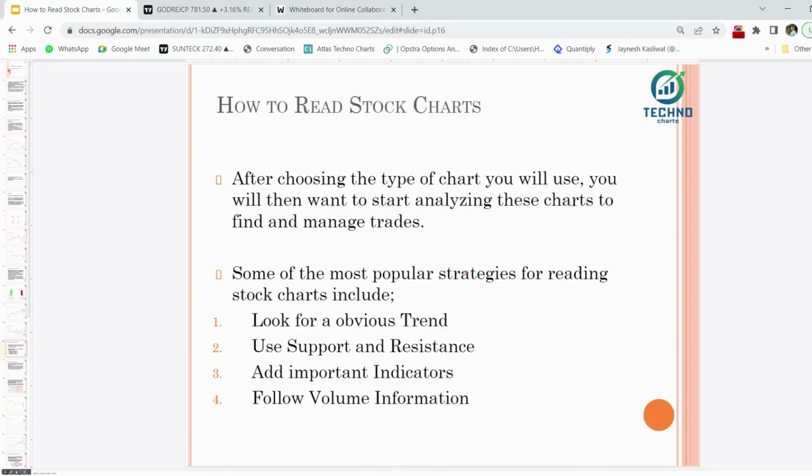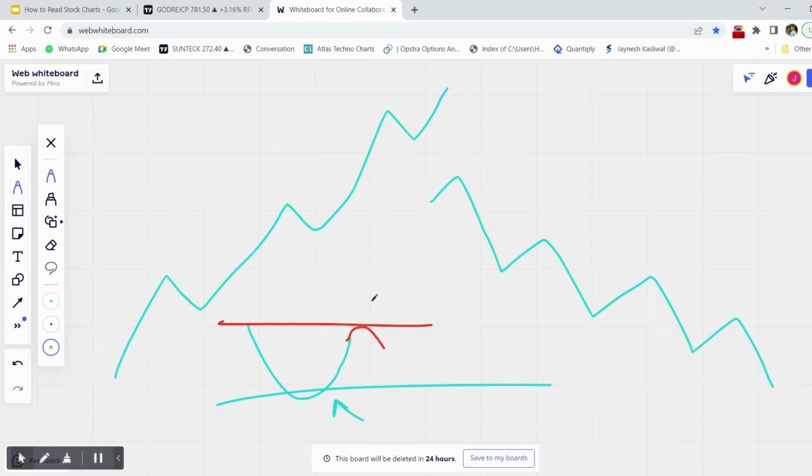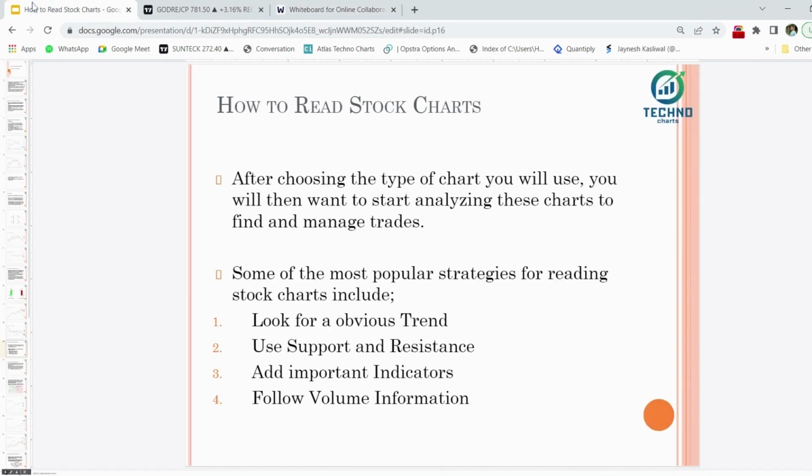Then use support and resistance to mark the areas of reversal. For example, if the stock is at support and if we see a rejection, then we can go long at this area. Similarly, if we see that the stock is at resistance and the stock is turning from that area, then we can go short at this particular area. So support and resistance can help us to identify the areas of reversals or areas of supply and demand.